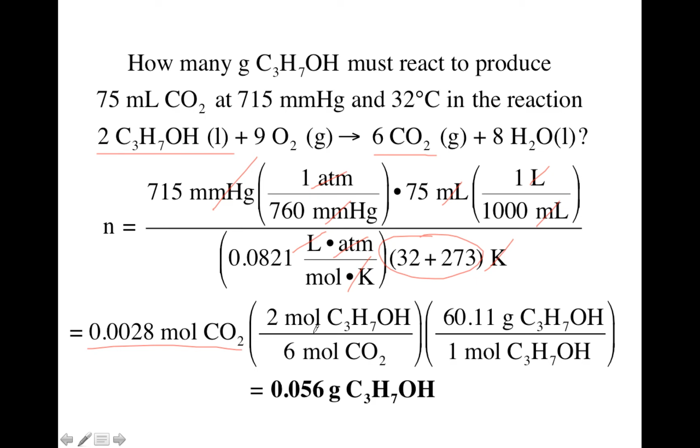So now I have the moles of known, then I can come up to my balanced equation and look up the ratio of moles of unknown to moles of known. So 2 over 6, 2 moles of C3H7OH per 6 moles of CO2. So moles of CO2 will cancel, and then you can just multiply by the molar mass of C3H7OH so that the moles cancel, and you will end up with your final answer in grams.